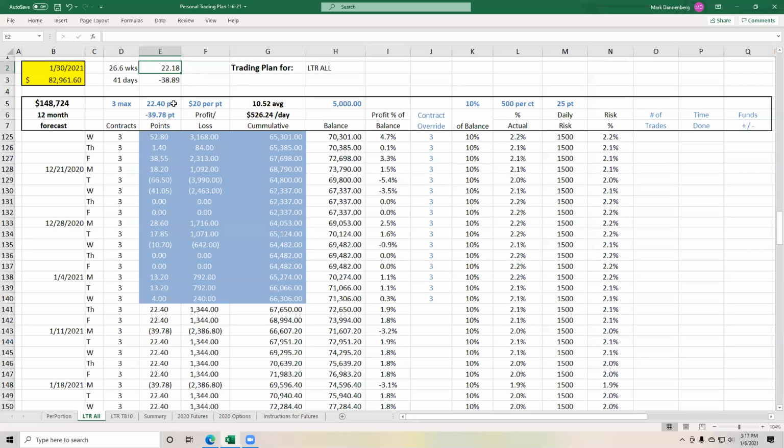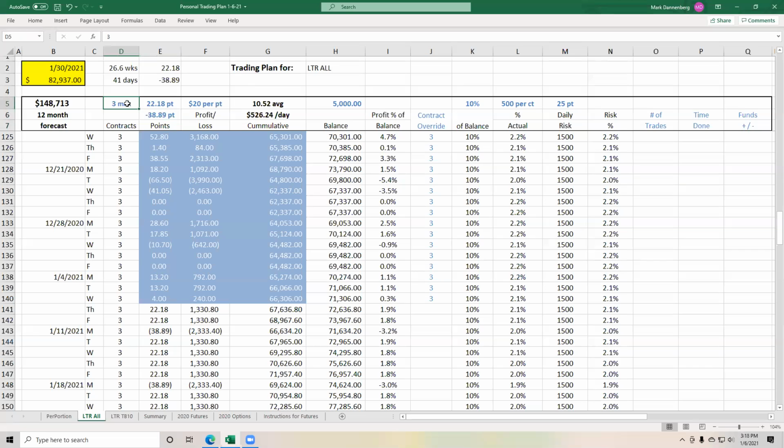So what we do with these numbers is we enter them into these 2 fields. These are our averages to date, and these are the numbers that we want to use to forecast going forward. So 22.18 is the average that I want to forecast my winning days going forward, and minus 38.89 is what I want to forecast my losing days going forward. So now what we've done is we've married up the future forecast for the next 6 months to what the first 6 months have actually driven for us in terms of profit averages.